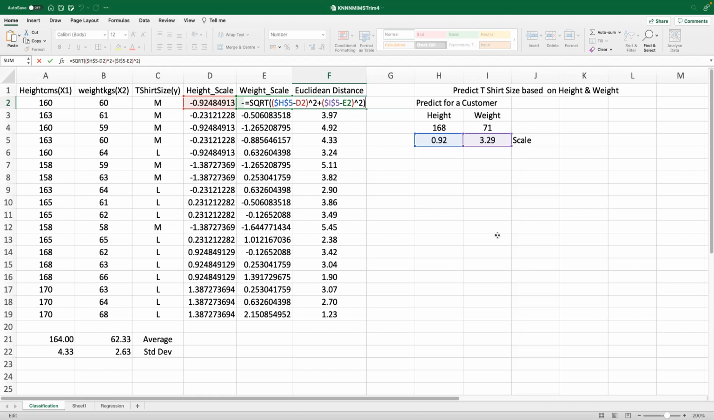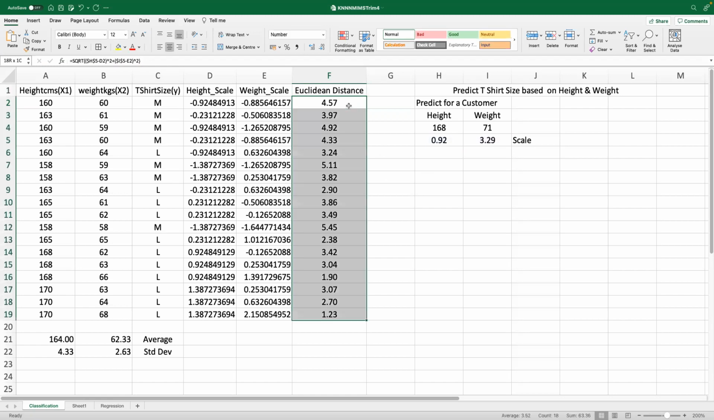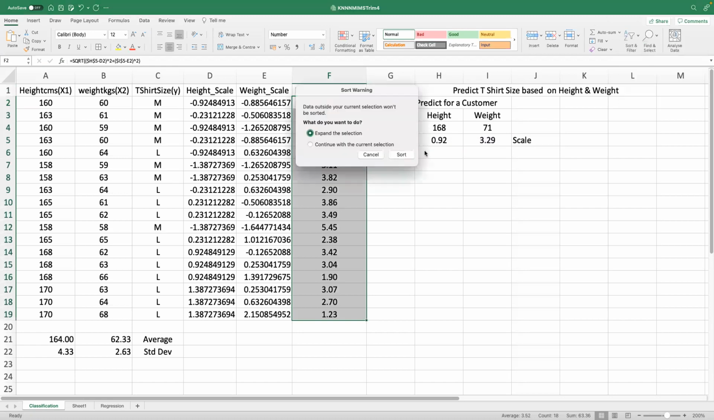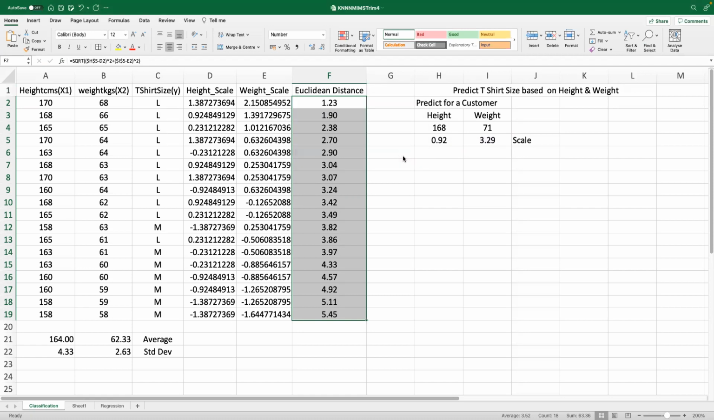Got it, all of you? Now, we need to sort the Euclidean distance from smallest to largest. Expand selection, sort. You got the smallest to largest. We need to sort in ascending order.